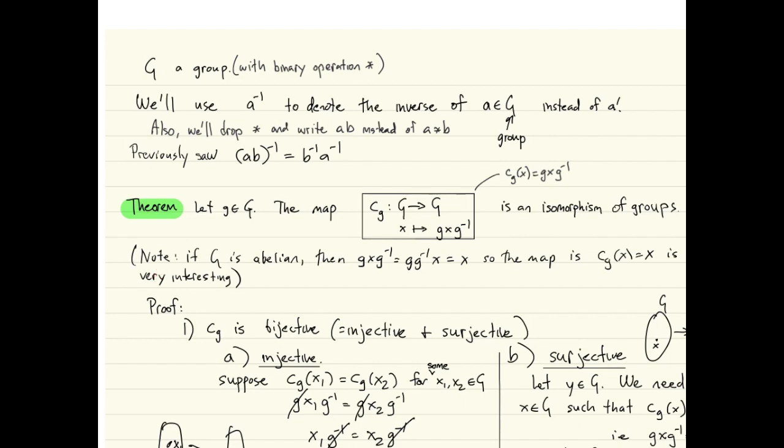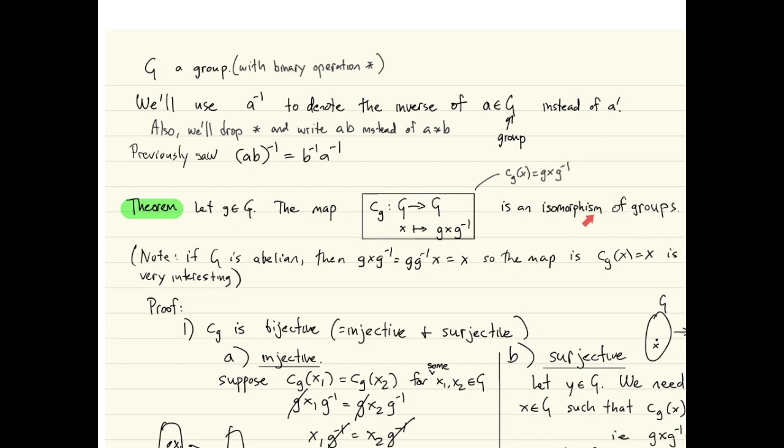Another point I want to make is that if the group is abelian, then this isn't a very interesting result, because then we can flip the order of the X and G inverse. So we get G inverse X, and then the G inverse and G cancel, and we just get X. So this map is just the identity map, namely it sends X as input and the output is X. And that's obviously an isomorphism. Okay, so with that out of the way, let's go to the proof.